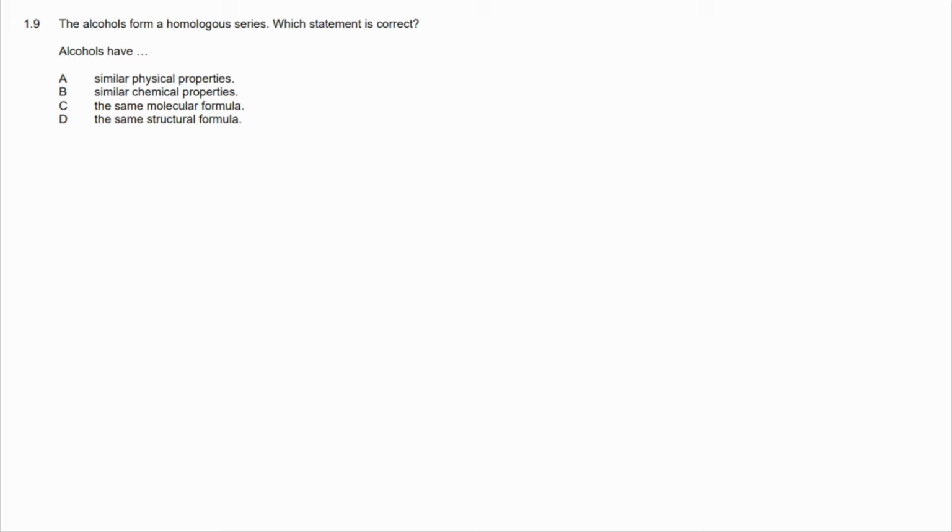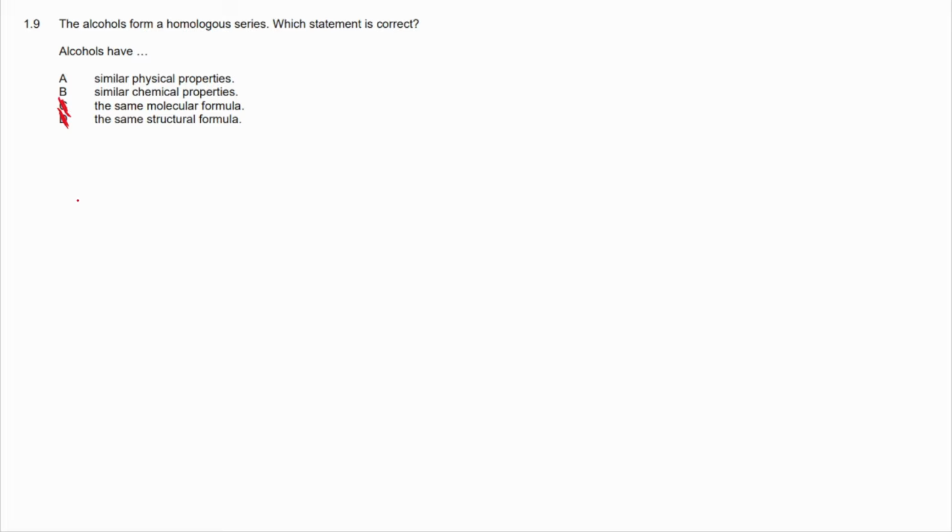Okay, 1.9, the alcohols form a homologous series. Which statement is correct? Alcohols have similar physical, chemical properties, the same molecular formula, the same structural formula. We know immediately that they don't have the same molecular formula and they don't have the same structural formula, because different alcohols will have different formulas, obviously, and different structural formulas. They might have the same general formula, but they are not all the same.